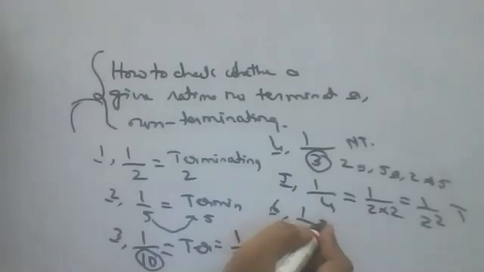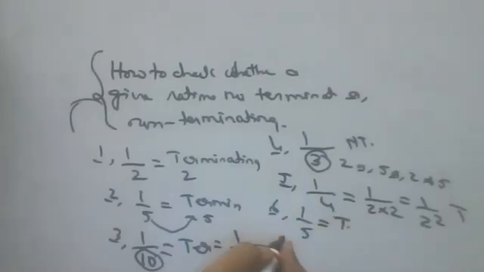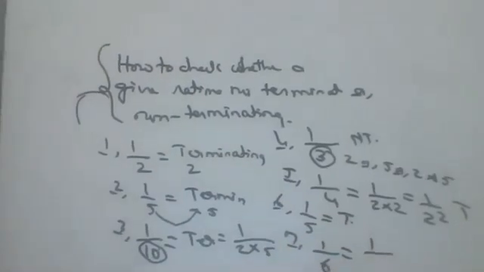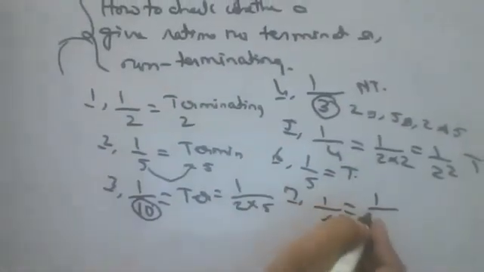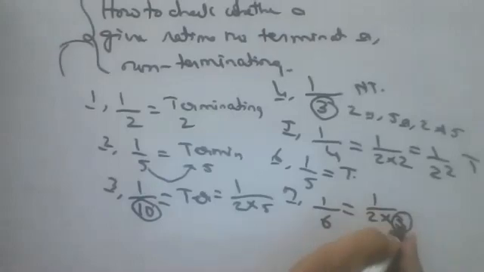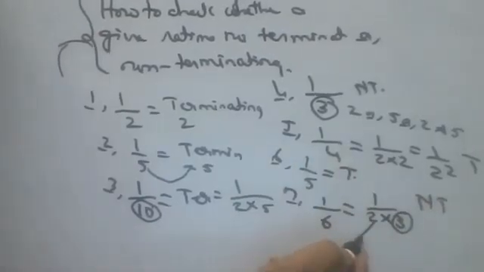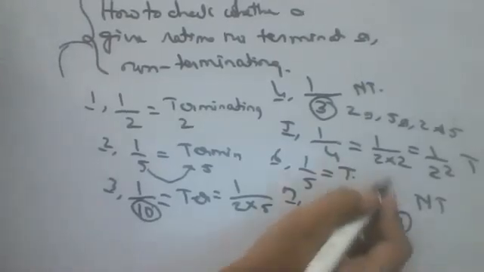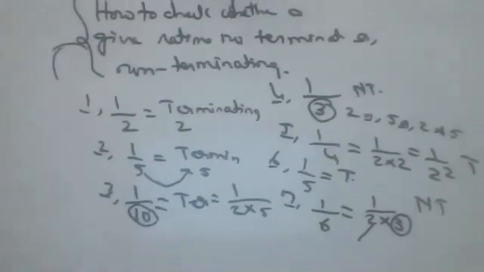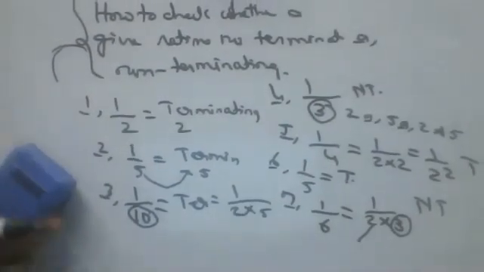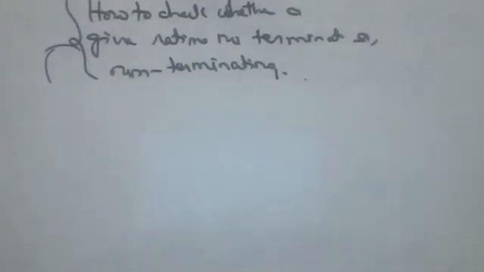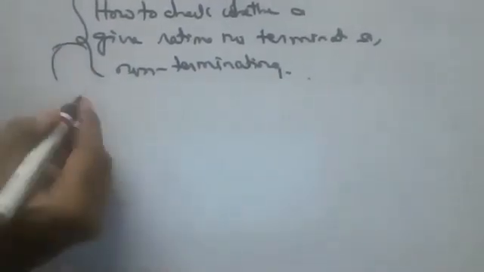1 by 5, yes, it is terminating. 1 by 6. The denominator's prime factorization is what, children? 2 into 3. The denominator has 3, no? So it is non-terminating. Only 2, only 5, or 2 and 5; no other number should be there. Here 3 is there, so it is non-terminating. That's all. Are you able to understand, children? I'll explain with some more examples. Just keep listening, and you'll understand.